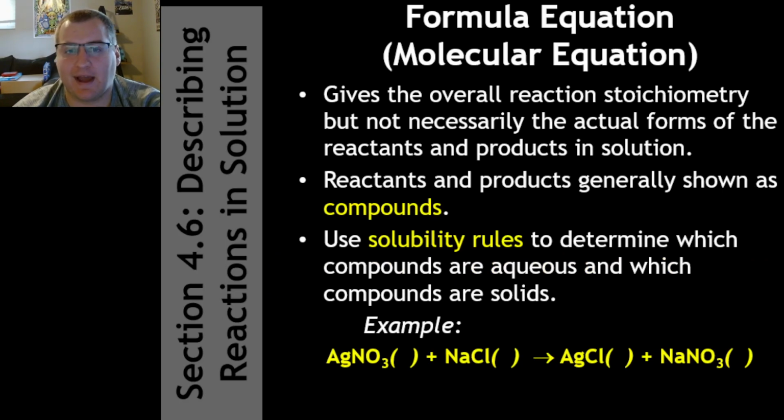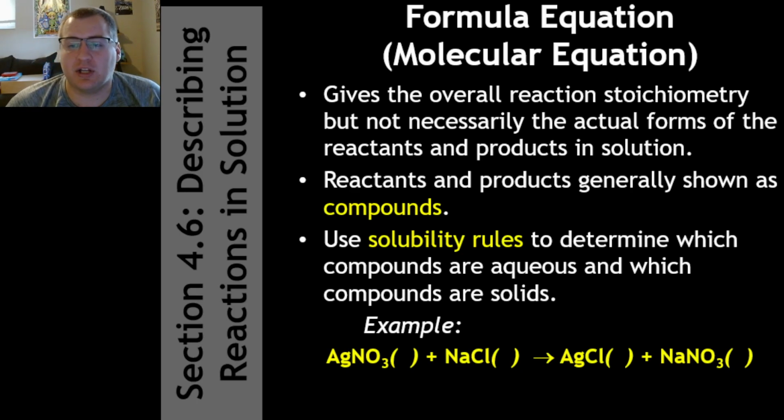We're going to apply that to our next type of reaction, a net ionic reaction. So we have a formula equation or a molecular equation. When you see that written in a problem, that just means your normal chemical reaction, how you would normally write it. It gives the overall reaction stoichiometry, but it doesn't necessarily tell you all the correct forms of reactants and products in the solution.